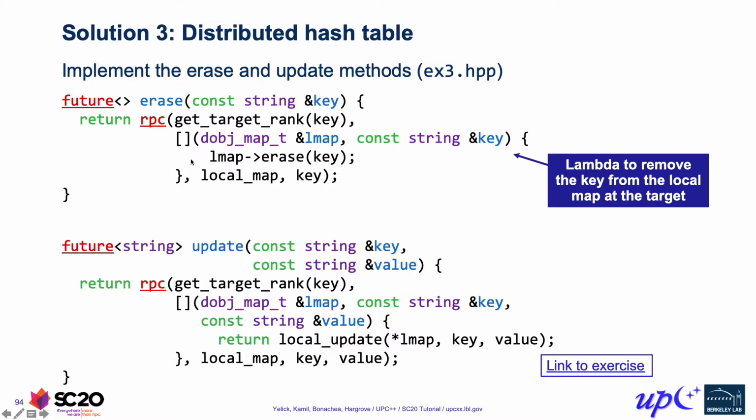This remote function doesn't return any value, so we just get back an empty future as a result from RPC, and in this case, we return that directly as the return value of erase.